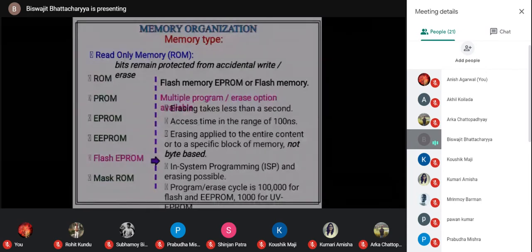In-system programming is again supported here. And how many programming or erasing cycles? It is more than 1 lakh for flash memory or E-square PROM, meaning that many repetitions of the cycle are possible. Whereas for UV EPROM, typically around 1000 write cycles are allowed. So in that respect, nowadays flash EEPROM or flash memory is quite common in applications.